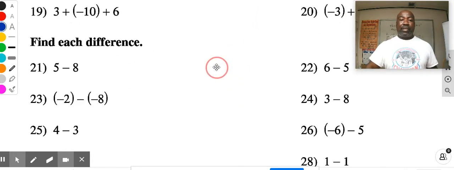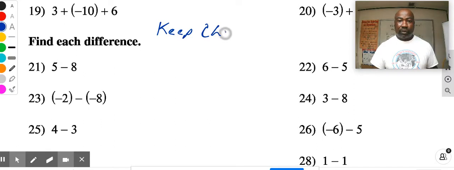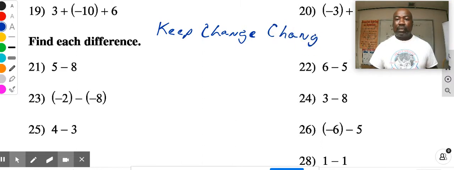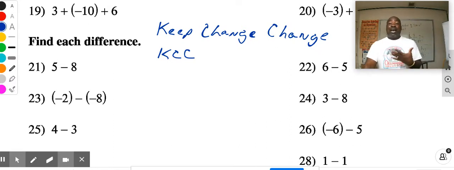Now, find the difference. As I spoke to you guys earlier about keep, change, change, I'm going to write it right here. I'm going to write keep, K-E-E-P, change. And I promise you, if you do this all the time, you will get the subtraction problems correct. To abbreviate it, I just call it KCC. Someone taught me this about 20 years ago, one of my middle school students. I wish I would have learned this when I was learning math. There's a whole lot of things I had to commit to memory.